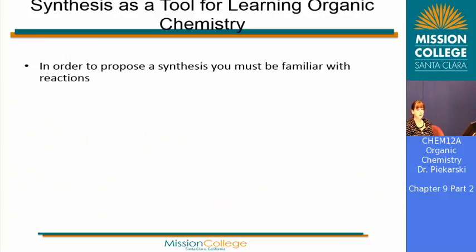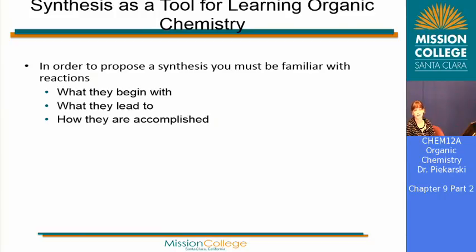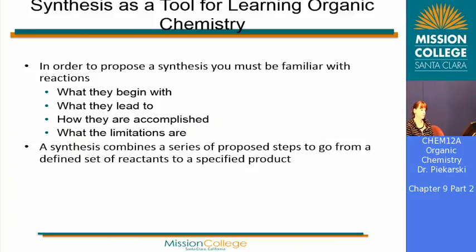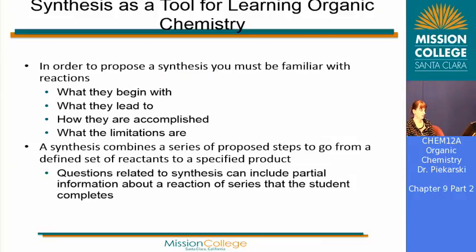But in order for you to propose a synthesis, you have to be well-versed in your reactions. You have to know them forwards and backwards. You need to know what they begin with, what they lead to, how are they accomplished? What reagents? What conditions do we need? What are the limitations, which is a big one? A synthesis combines a series of proposed steps to go from a defined set of reactants to a specific product. And then questions related to the synthesis can be included as partial information about the reaction series the student completes. Okay?